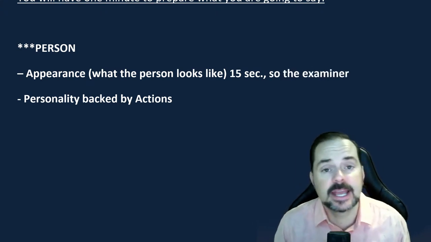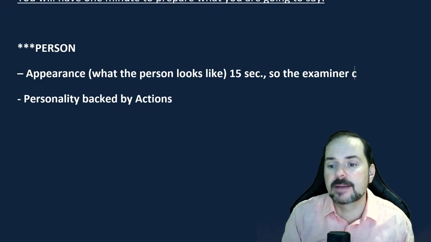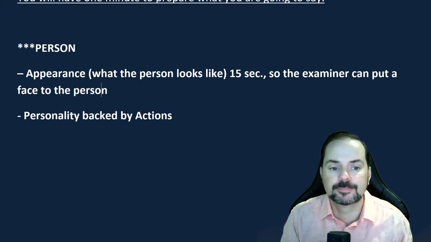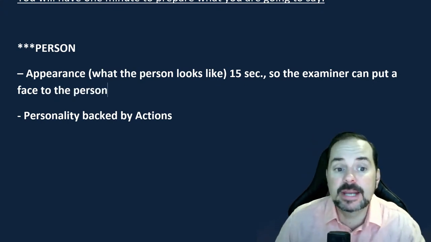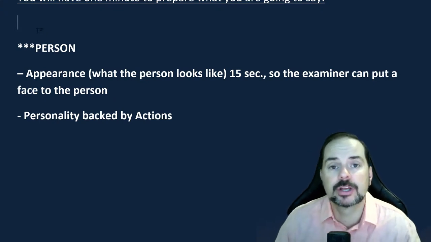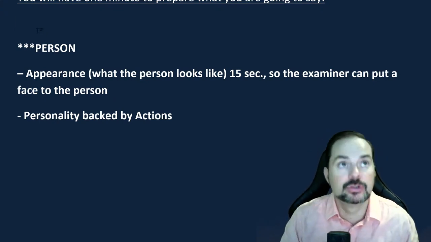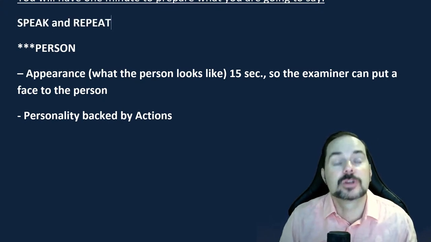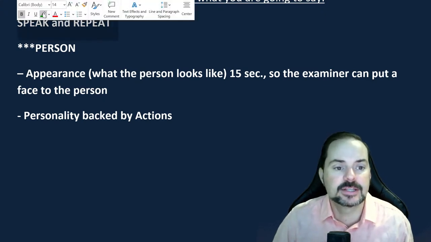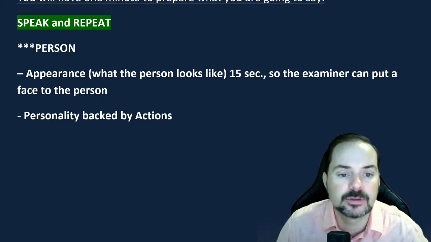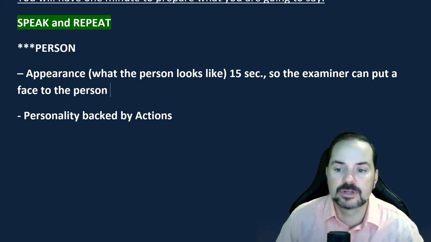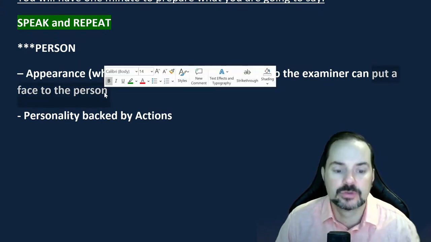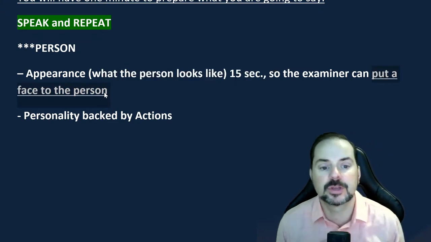Now, we actually have a saying in English for this, or an expression. So the examiner can put a face to the person. Repeat after me. Anytime you hear new English, new vocabulary, new expressions, make sure to speak and repeat. Okay, so copy what I say, copy how I say it, write it down into a document or in your phone or even on a piece of paper, just so you remember this. So remember this one, put a face to someone, put a face to a person, okay?